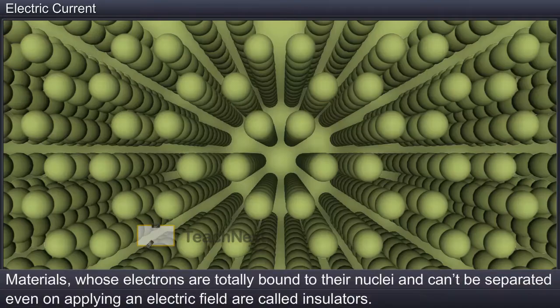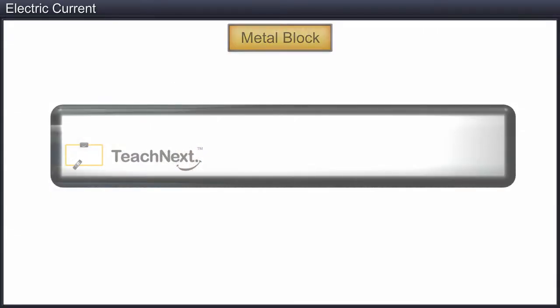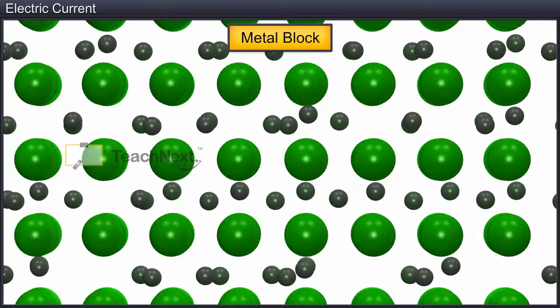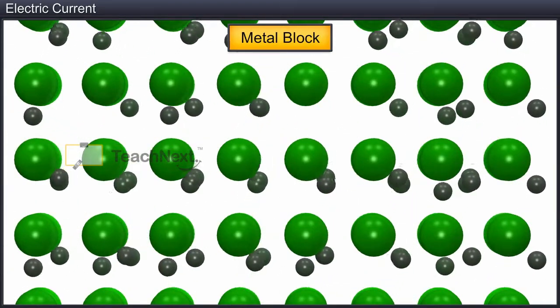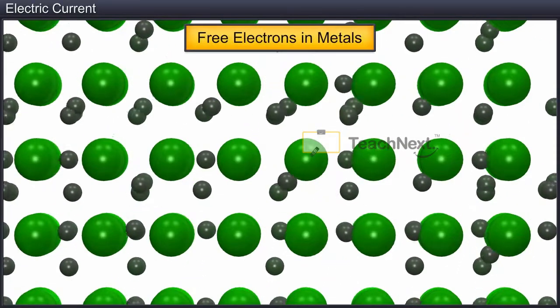There are some materials whose electrons are totally bound to their nuclei and can't be separated even on applying an electric field. These materials are called non-conductors or insulators. In metals, some electrons are practically free to move within the bulk material. These electrons are called free electrons.